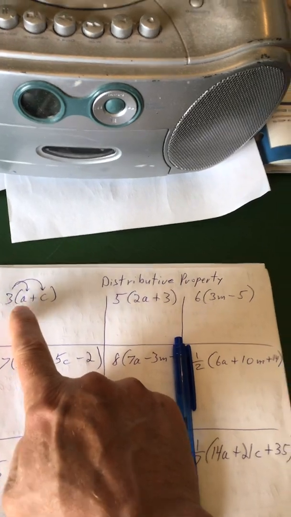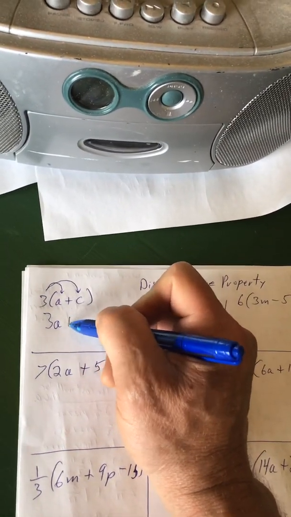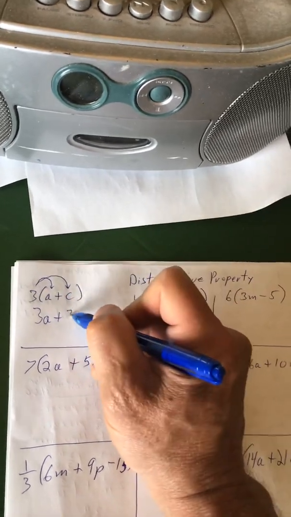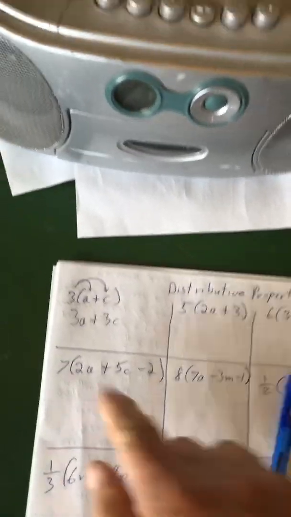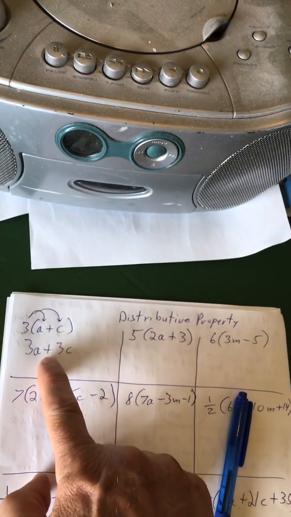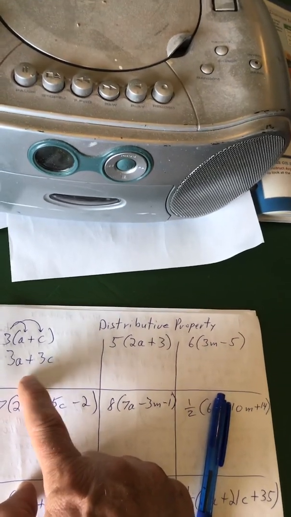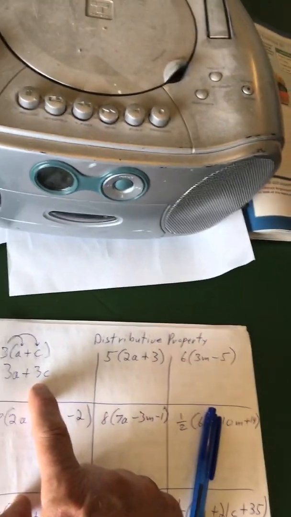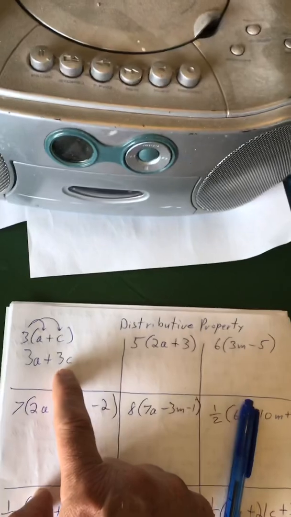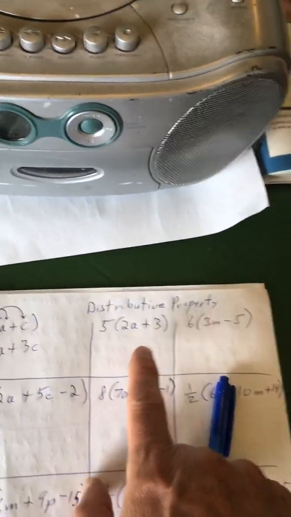So 3 times a is 3a. And then 3 times c is 3c. And you can't add those and get 6ac. This is 3 alligators and 3 crocodiles. You're not going to have 6 alligator crocodiles. So anyways, each of these gets multiplied. So I'm going to point to it.